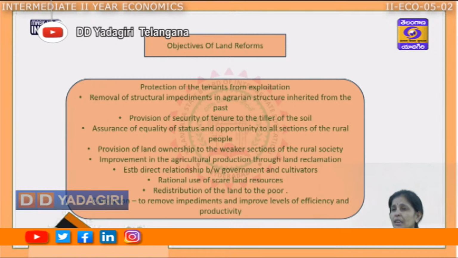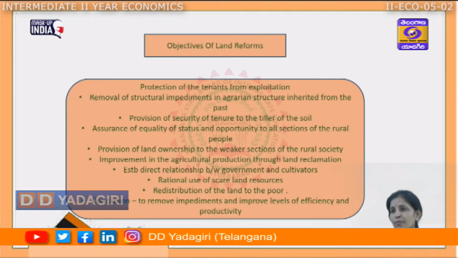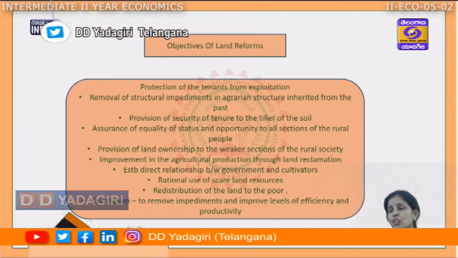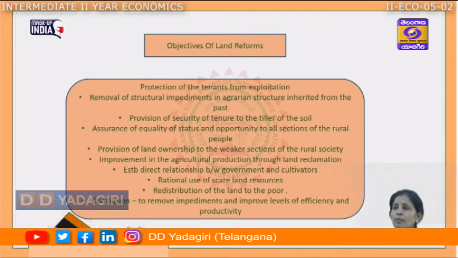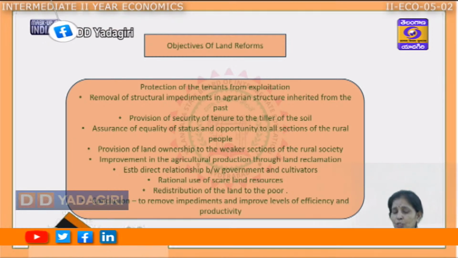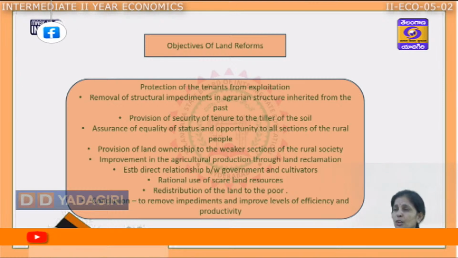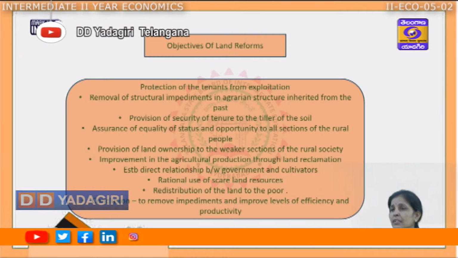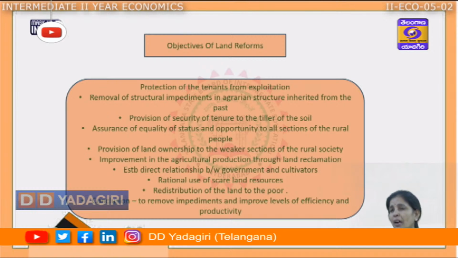The next one is provision of land ownership to the weaker sections of the rural society. The magic of ownership itself changes the land into gold is a very common saying in the agriculture sector. So once the farmers are provided with the ownership right, that solves the maximum problems in the agriculture sector.